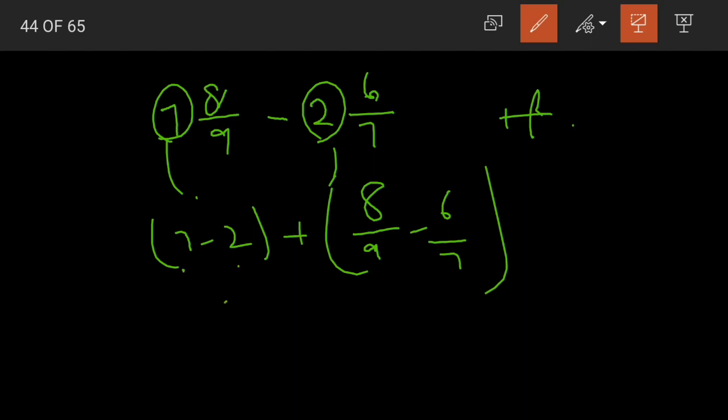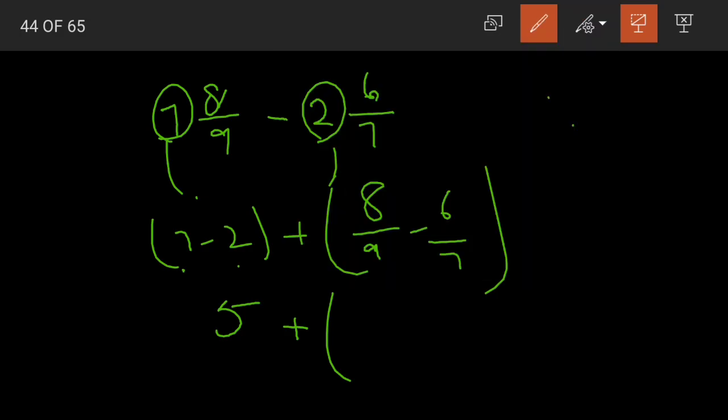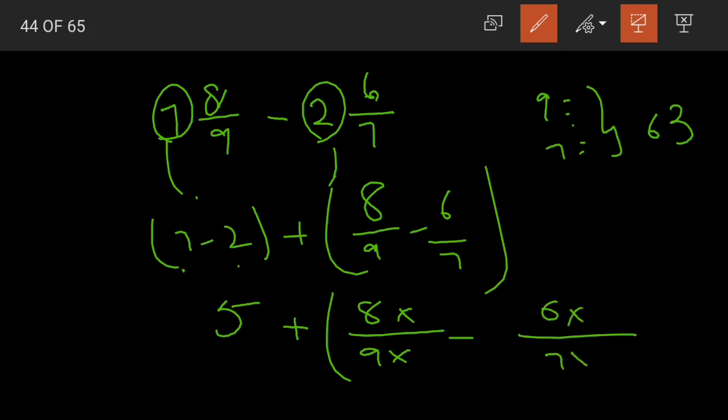Now 7 minus 2 is 5 plus 8 by 9 minus 6 by 7. When we look at the LCM of 7 and 9, the LCM would be 63. So we have to convert these two fractions into like fractions with the denominator 63. How do we get 63 here? We are having 9. 9 into 7. So multiplying the numerator with 7 as well. Again here we are having 7. So 7 into 9, multiplying the numerator by 9 as well.